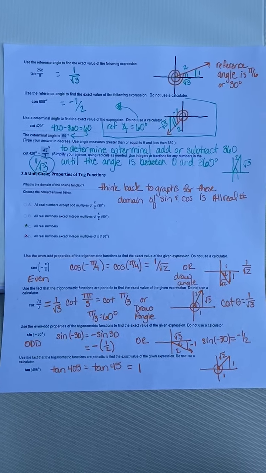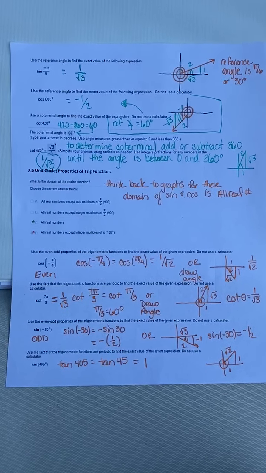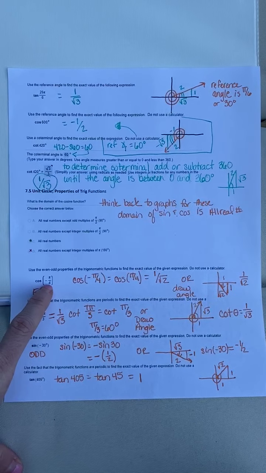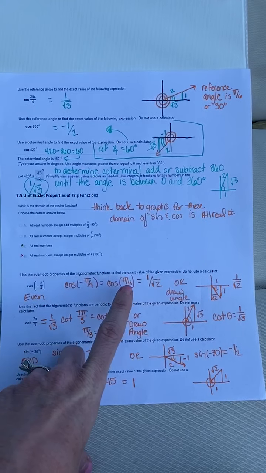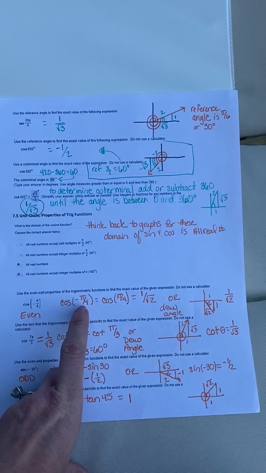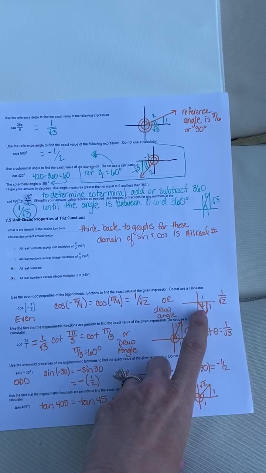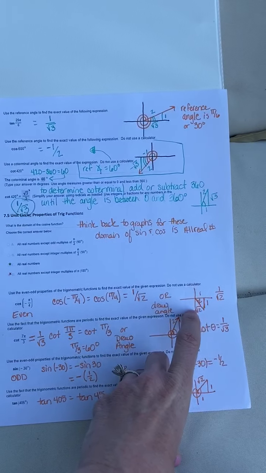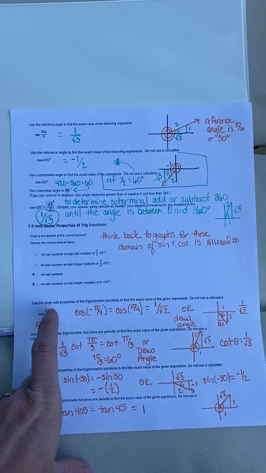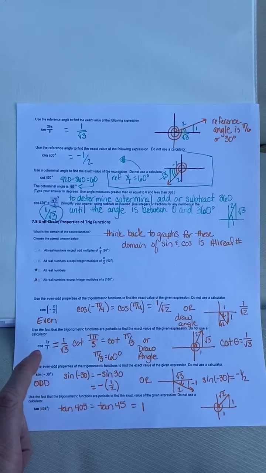Use even odd properties of the trigonometric functions to find the exact value of the given expression. Okay, cosine is even, so the cosine of negative pi over 4 will equal the cosine of pi over 4. But if you don't remember that, just draw negative pi over 4. So negative pi over 4 is here. It's adjacent over hypotenuse. It's 1 over the square root of 2. So don't stress if you don't remember if it's even or odd. Just draw the angle and find the cosine of it.